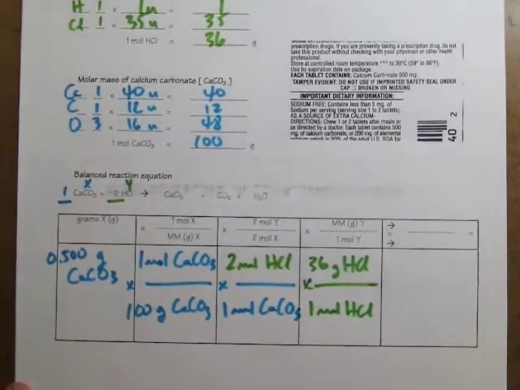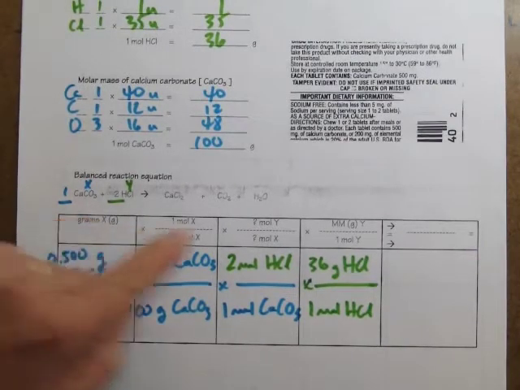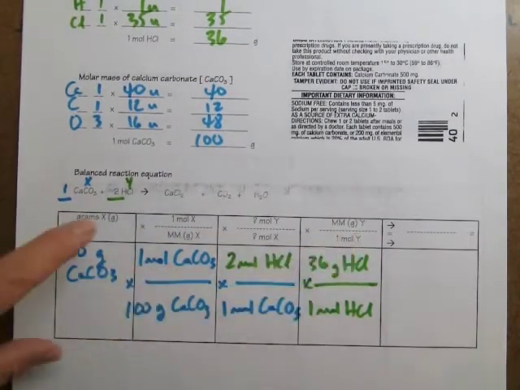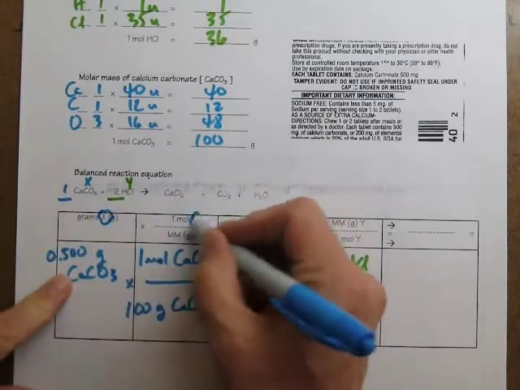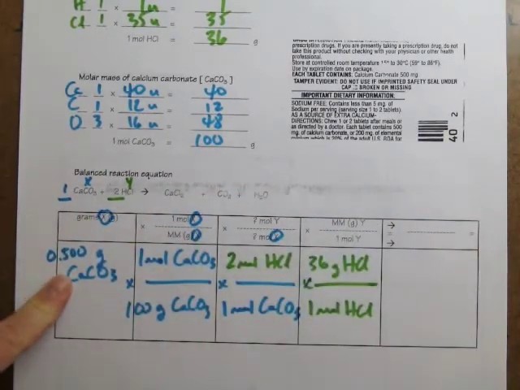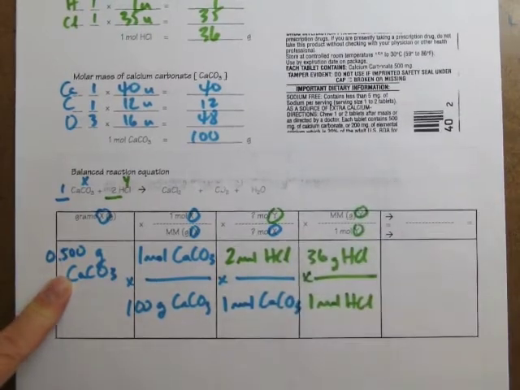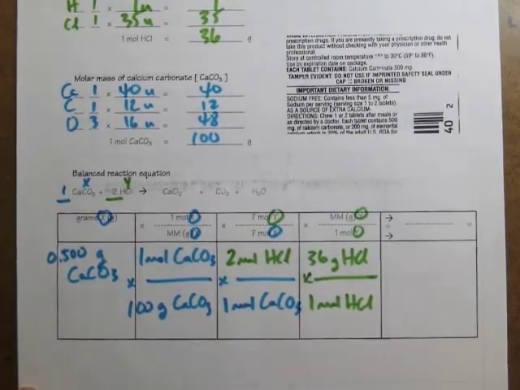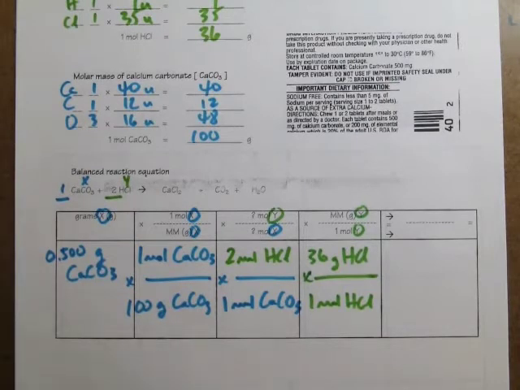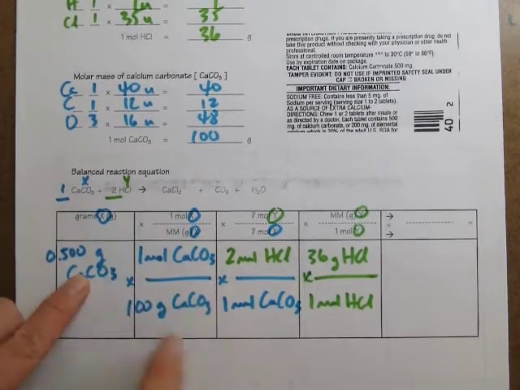See how I was setting this up? I was using the solving strategy up above. Everywhere that there was an X, I put calcium carbonate because that's the thing that we were given to start with. And everywhere there's a Y, I put the hydrochloric acid because that's the thing we're trying to find out about. When we set up the problem, we're setting it up so that units cancel.